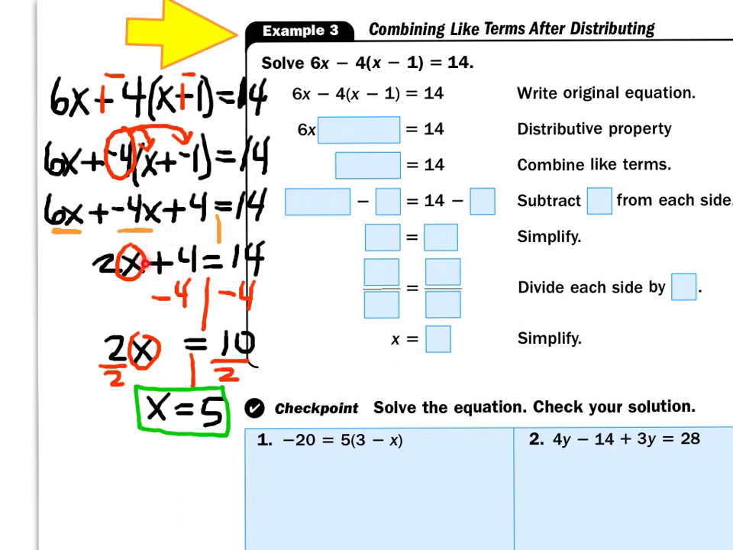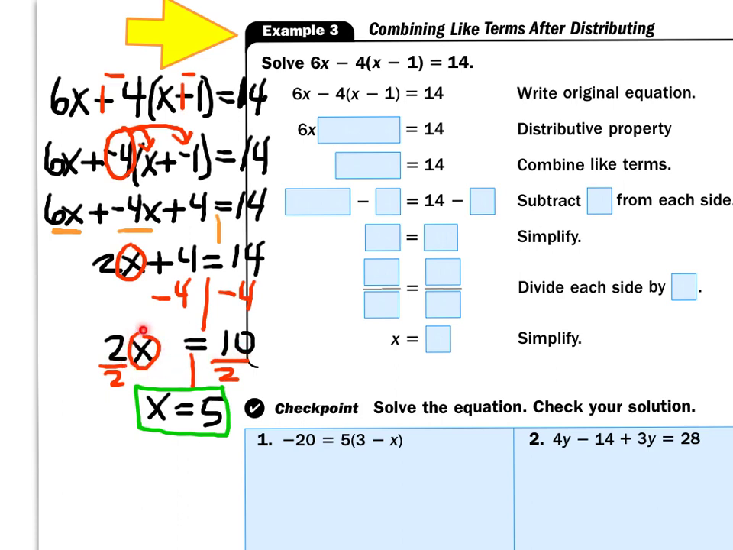Notice we have to destroy the adding first. So I see adding 4, so I'm going to subtract 4 on both sides of my wall. So I simplify now. Bring down the 2x. Positive 4 plus negative 4 destroy each other. Bring down the equal sign, and 14 plus negative 4 makes 10. So now I just have 2x equals 10.